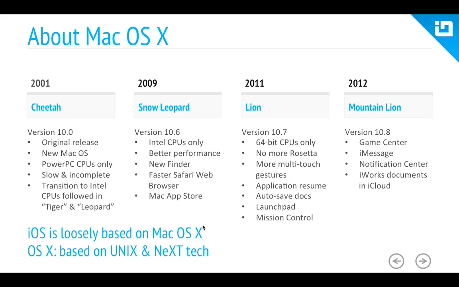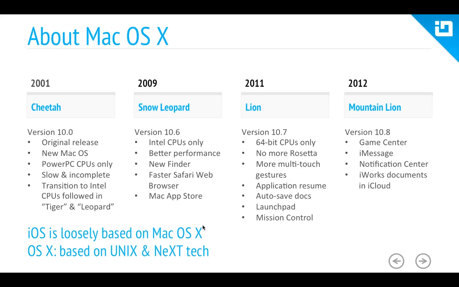Mountain Lion is the current version of the Mac OS X operating system. It introduced more things from iOS, like Game Center, which is Apple's equivalent to Xbox Live. You also have iMessage, which is their message transport that doesn't rely on SMS. They also introduced a notification center, so you can receive push notifications on your Mac.